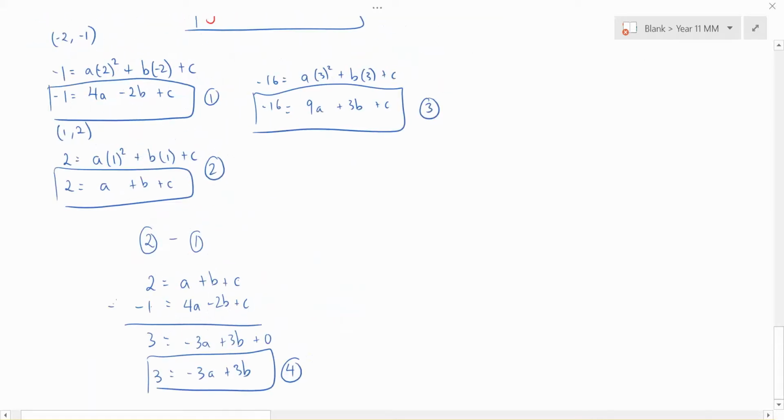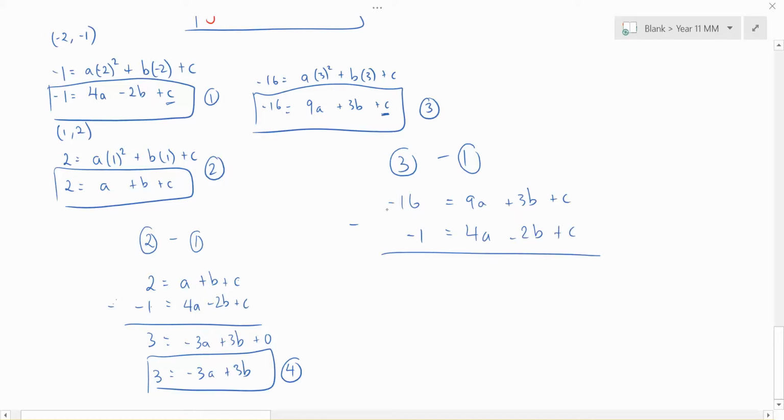All right. Now I need to have another equation simultaneous with 4. So what I can see is let's do something with the 3. Maybe do the same thing again. The quantity c in these two is the same, so maybe I'll do 3 and 1. Let's do equation 3 subtract equation 1. So here's equation 3, it was -16 equals 9a plus 3b plus c. And I'm minusing from it equation 1, which is -1 equals 4a minus 2b plus c.